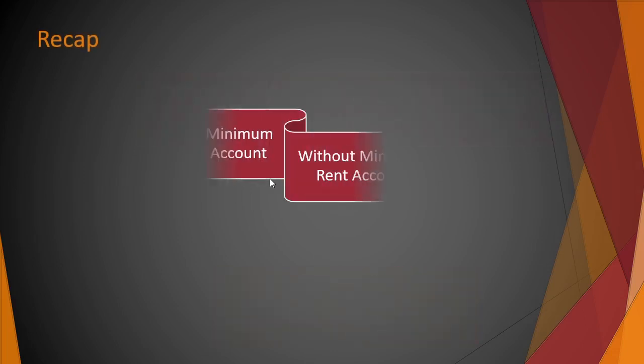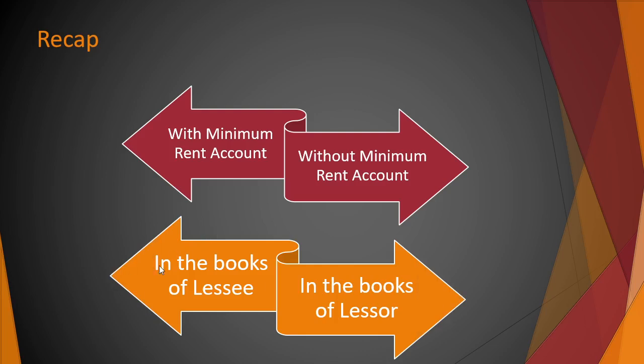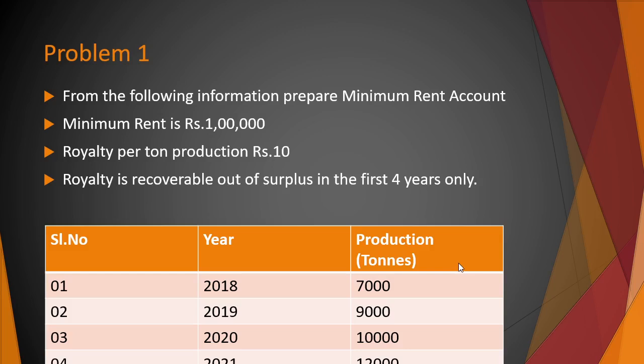So I hope you remember the previous class in which we learned regarding journal entries with minimum rent account and without minimum rent account, and in the books of Lessee and in the books of Lessor. So in today's class, let us start a problem. From the following information, prepare minimum rent account. So we need to prepare minimum rent account.